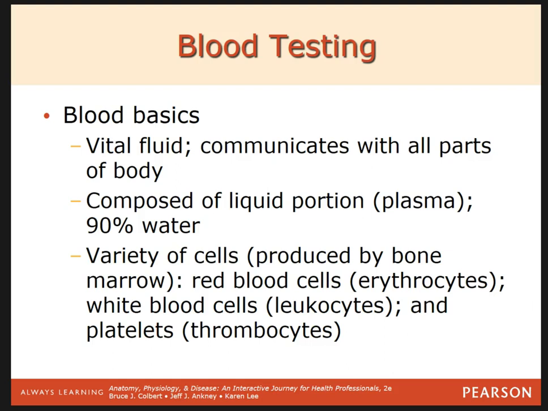It is composed primarily of a liquid portion known as plasma, and plasma is about 90% water. There's also a cellular component. Now, these blood cells are produced in the bone marrow and include the red blood cells, which are known as erythrocytes, white blood cells known as leukocytes, and platelets known as thrombocytes. We've already learned that in a previous chapter, but that's just a little review.